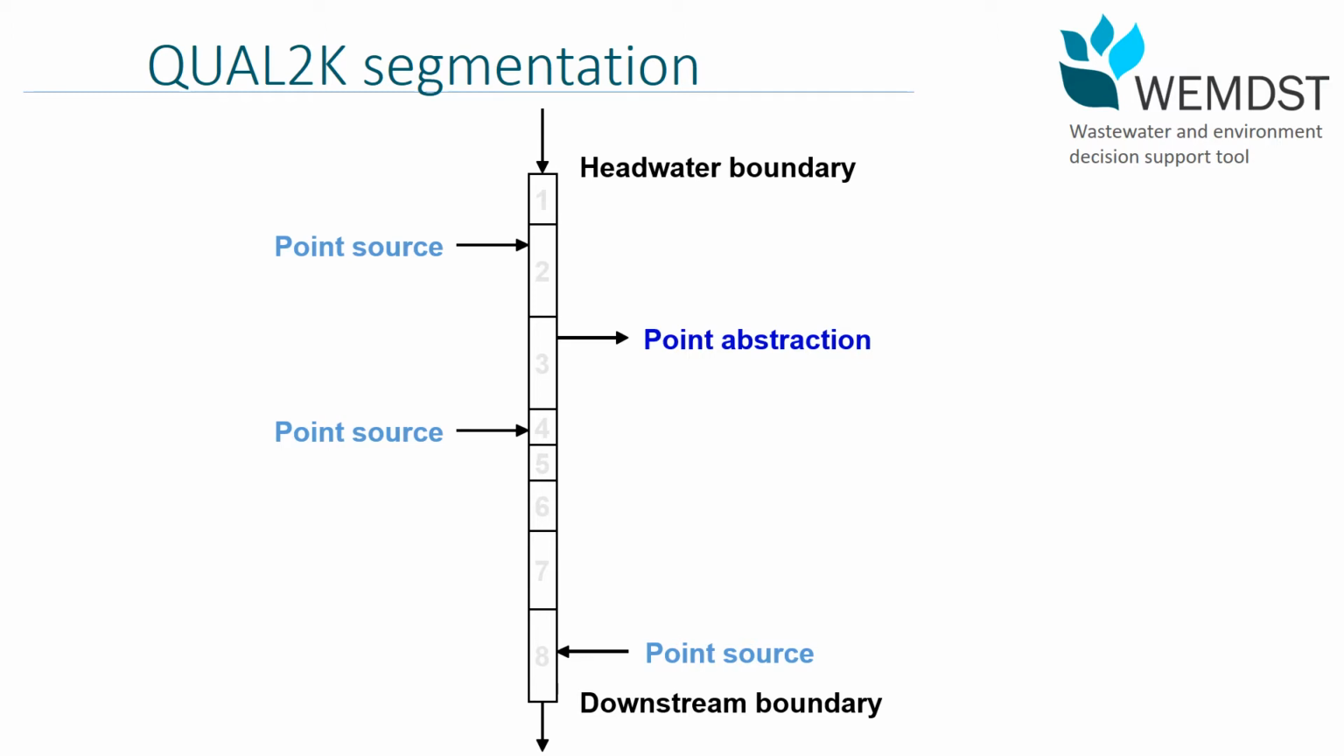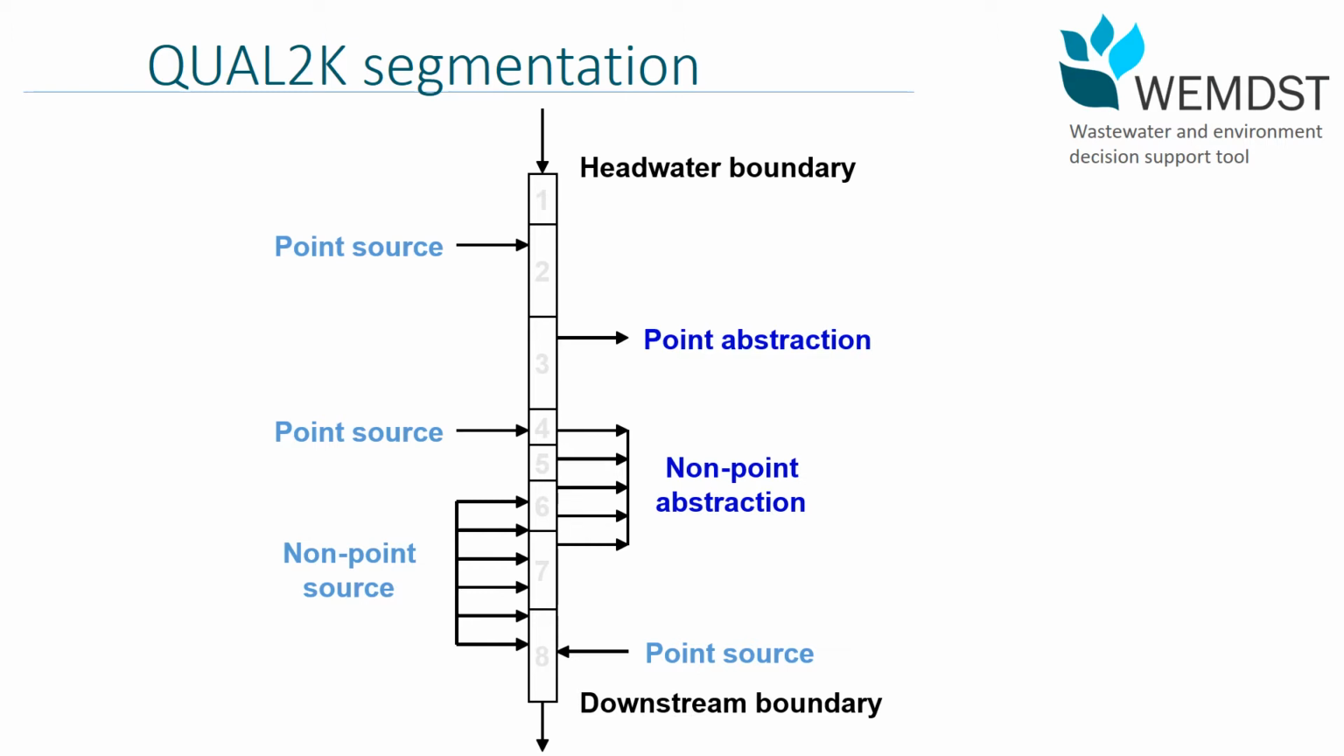The QUAL2K also enables point abstractions, as well as non-point source and non-point abstraction, but for the purpose of the WEMDST, which is aiming at the agglomerations in the Drin River Basin, point abstractions and non-point abstractions, as well as non-point pressure sources, were not modeled for the purpose of quality. So what we see here, what was modeled as a point source, are the pressures from the agglomerations, and other non-point sources were not modeled.